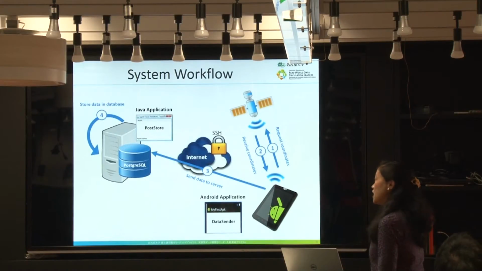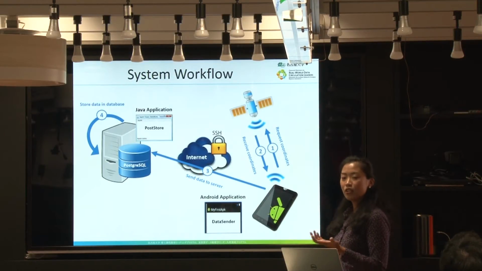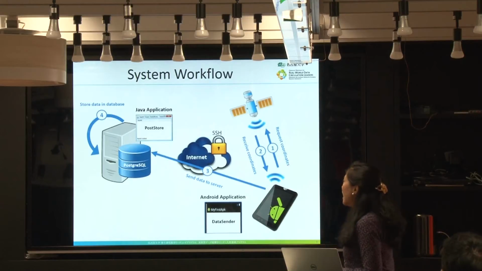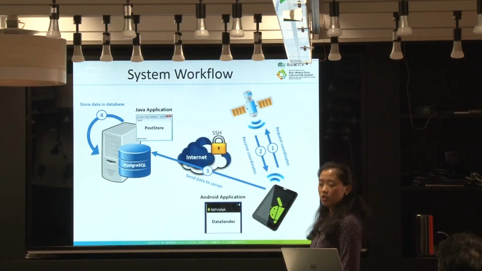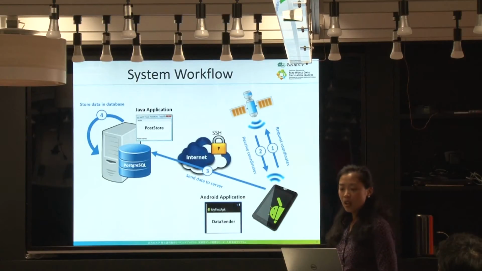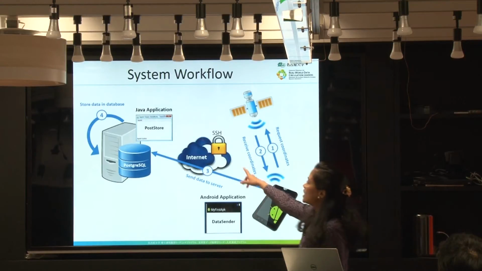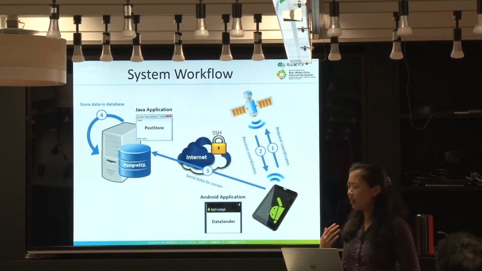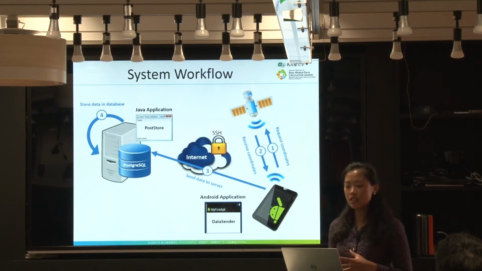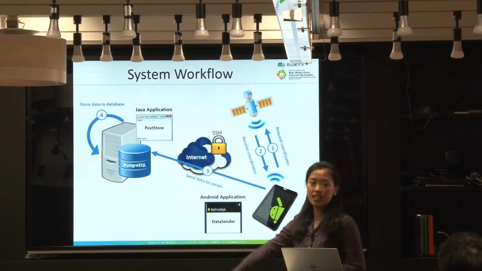So this is the workflow of the system. As I've mentioned before, you will have your mobile, your Android phones or Android tablets, and you will request and receive coordinates through the GPS. Using your application called the data sender, it will establish a connection with the server using an SSH tunnel. In the server, the Java application PostStore is running, and we use this to store the coordinates of your mobile device in the database.